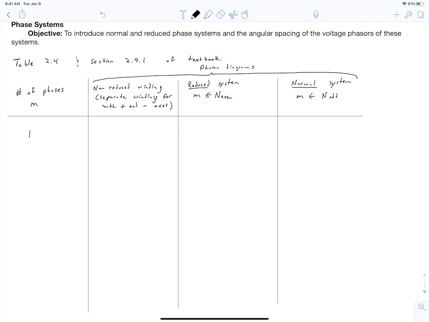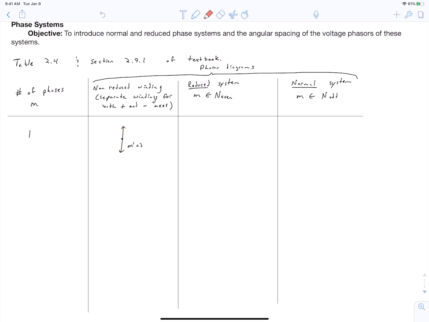So if we're talking about a motor with one phase, we would implement a non-reduced winding with a phasor diagram like this. And we'll say that this is m prime equals 2 because it has two windings. However, one of the phase windings is redundant. We don't need to have both a positive phasor and a negative phasor. We can just flow negative current to create the magnetic fields in that direction.